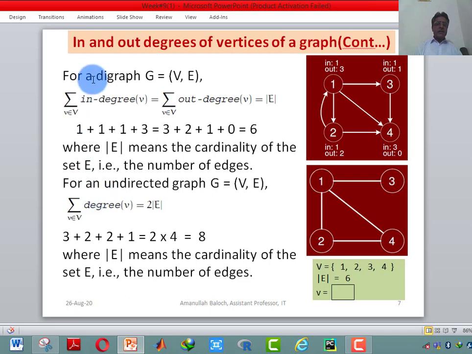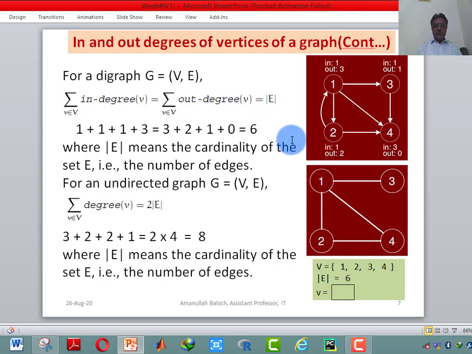In and out degree of vertices of a graph, continued. For a digraph G = (V, E), a directed graph represented with a set of vertices and a set of edges, the sum of the in degrees over v belonging to V equals the sum of the out degrees, which equals the cardinality of E.